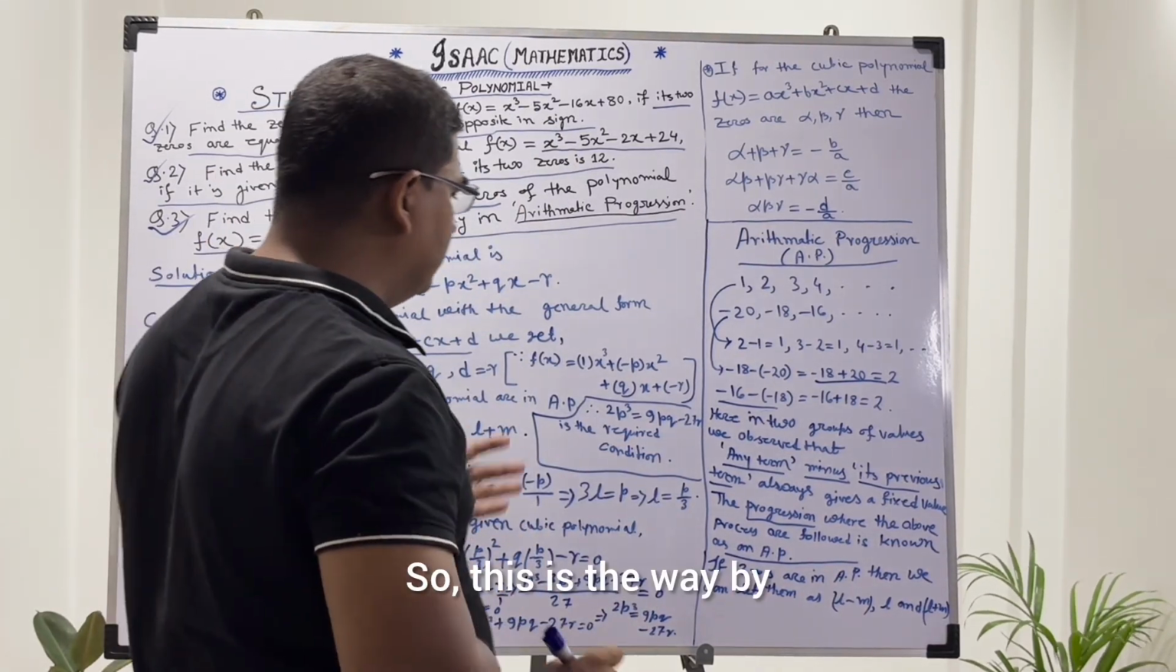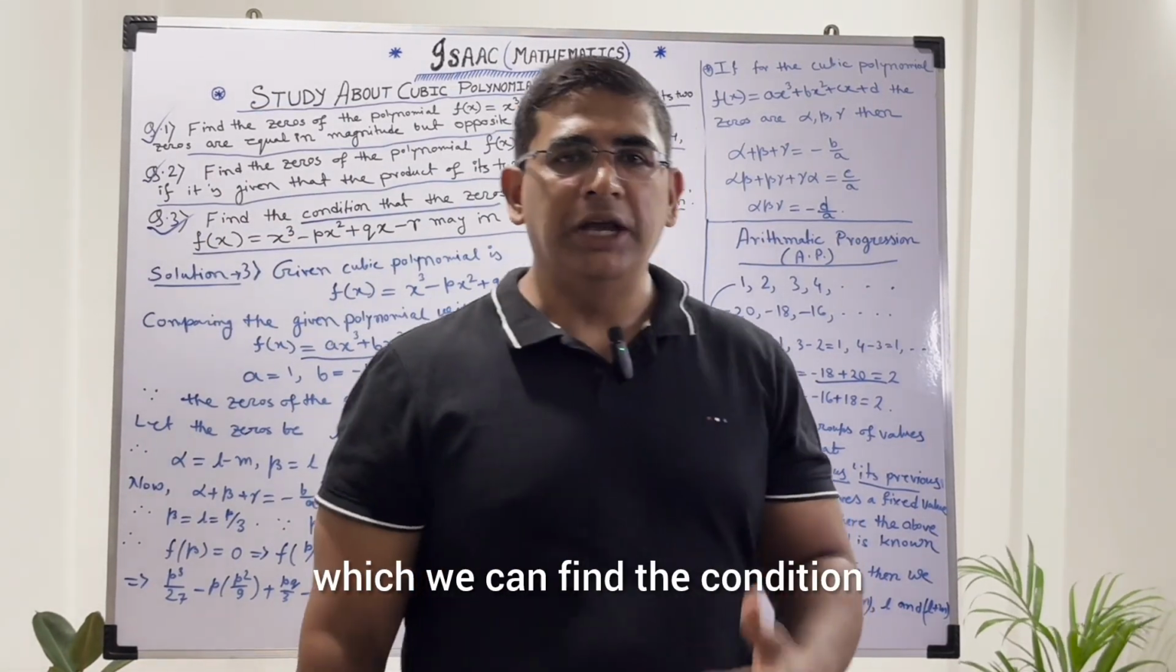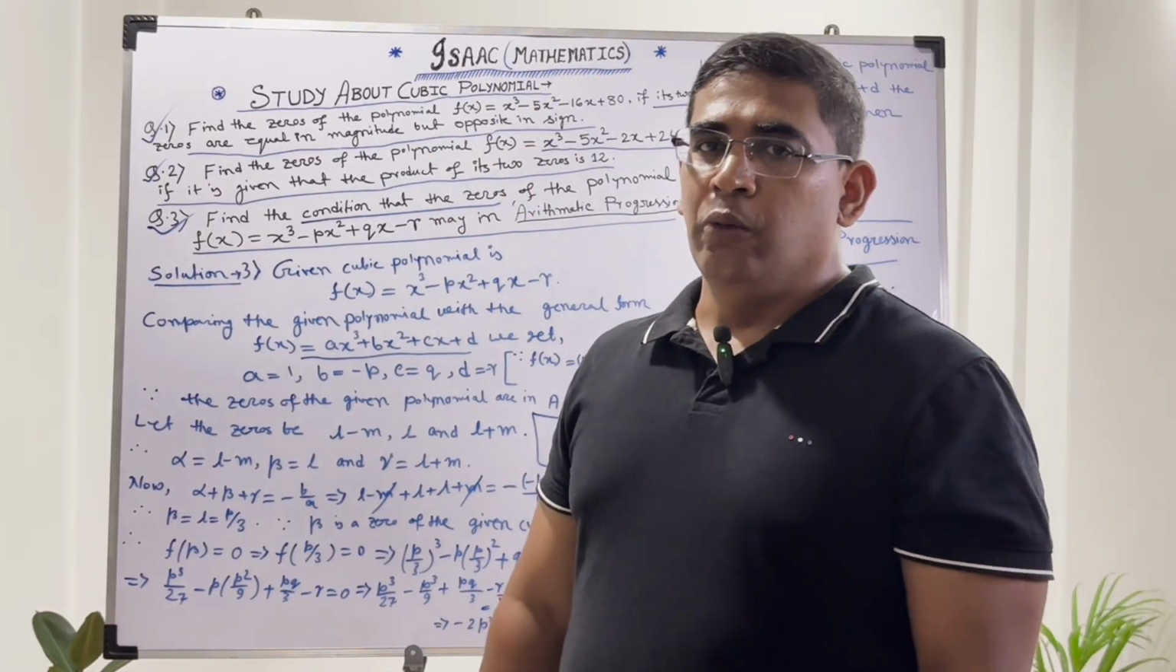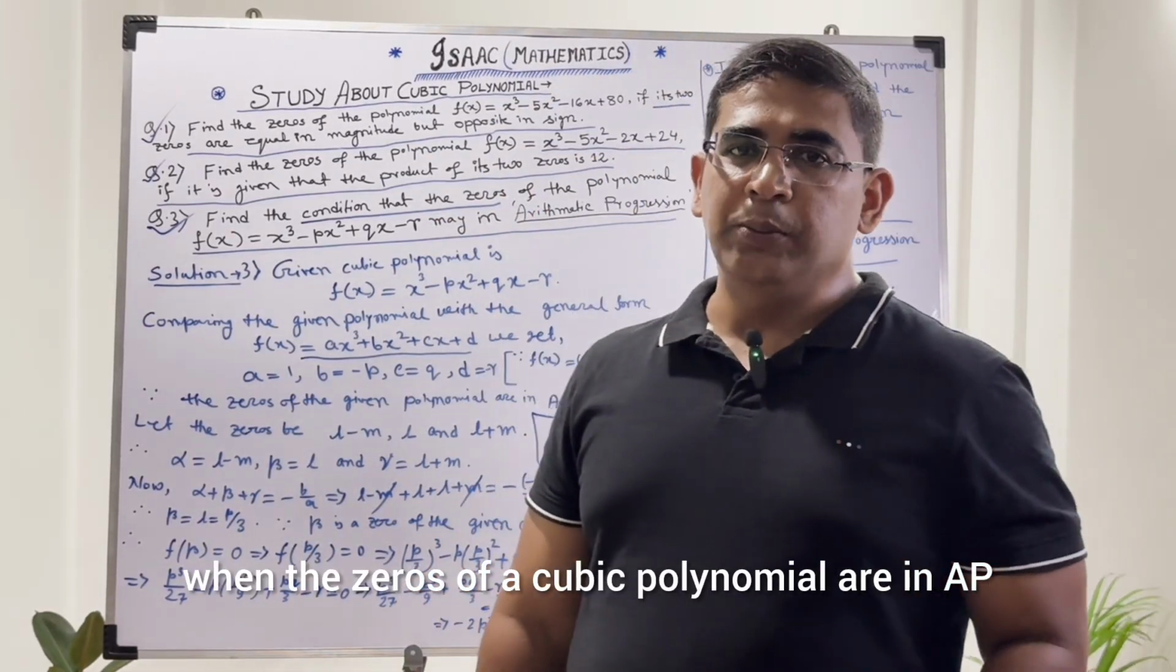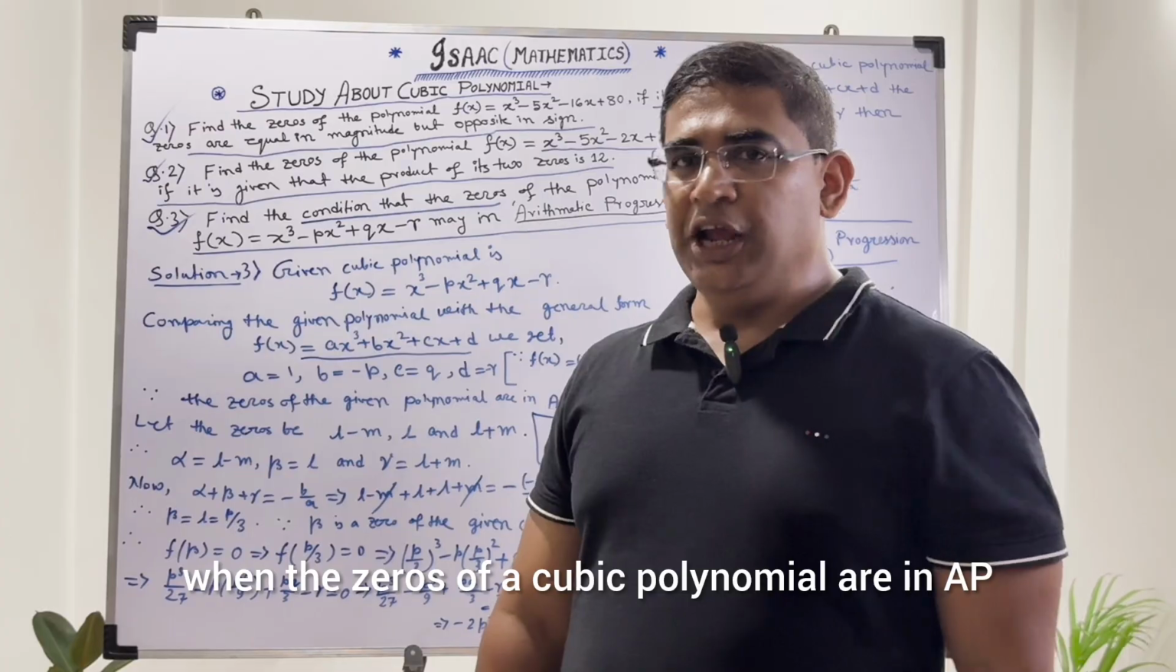So this is the way by which we can find the condition when the zeros of a cubic polynomial are in AP.